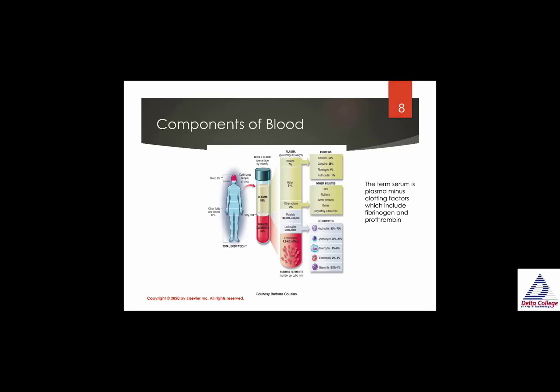The buffy coat has platelets and leukocytes. Leukocytes are your white blood cells. And remember, we have Neb, which is our neutrophils, eosinophils, and basophils. And then we have our monocytes and lymphocytes. And again, down in the red are your erythrocytes or your red blood cells.